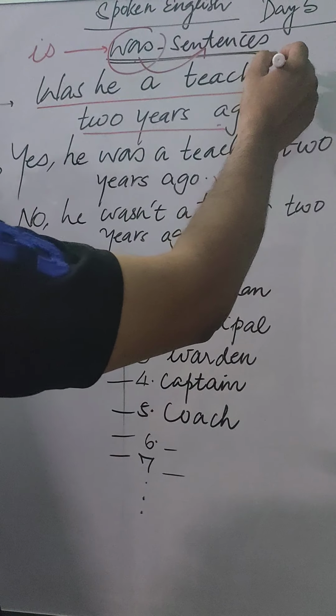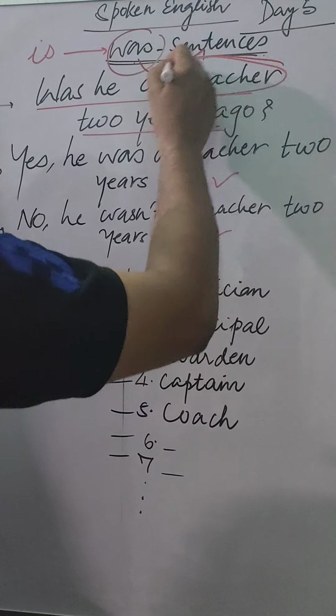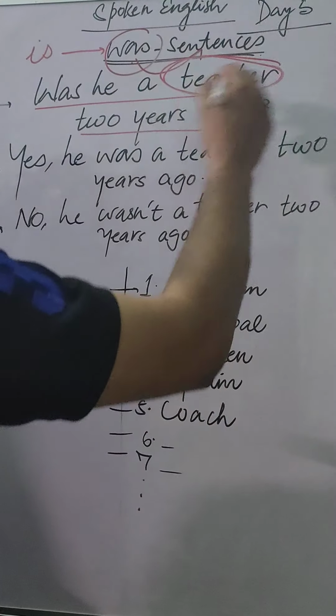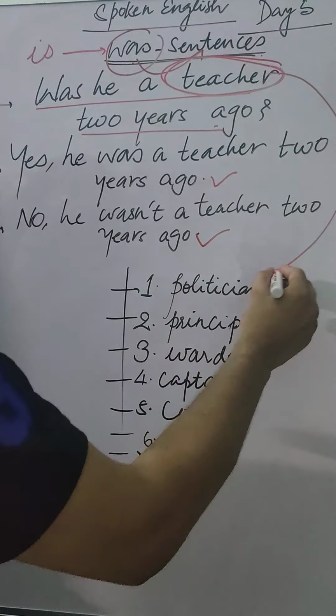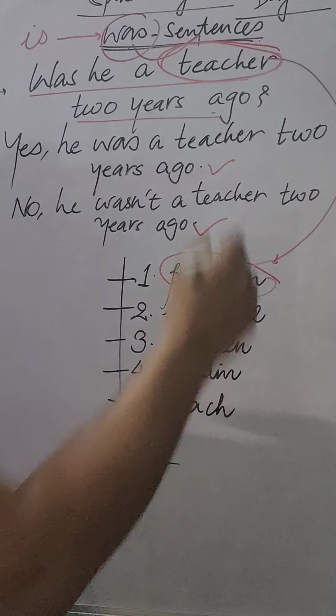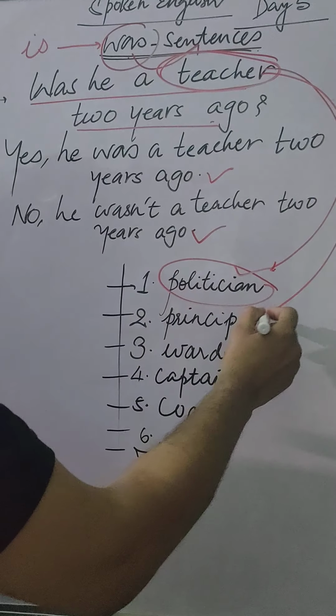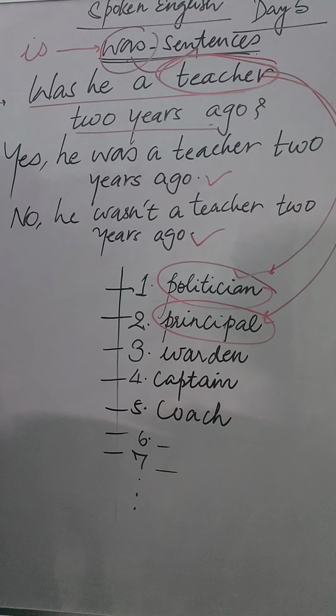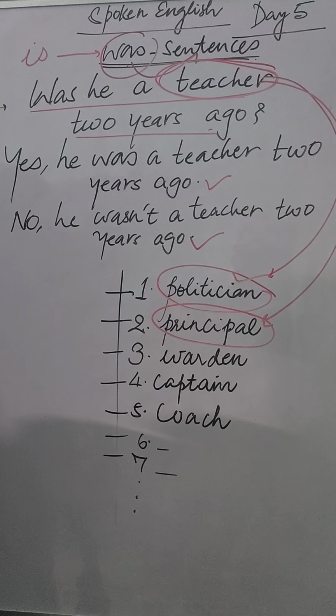And you can replace the word. This is my way of teaching, that this way you can formulate many of the sentences. So replace the word teacher by the word politician. So was he a politician 2 years ago? So you can answer yes, he was a politician. No, he wasn't a politician 2 years ago, like that. Okay. The next word we have is principal. So was he a principal 2 years ago? Yes, he was a principal 2 years ago. No, he wasn't a principal 2 years ago, like that.